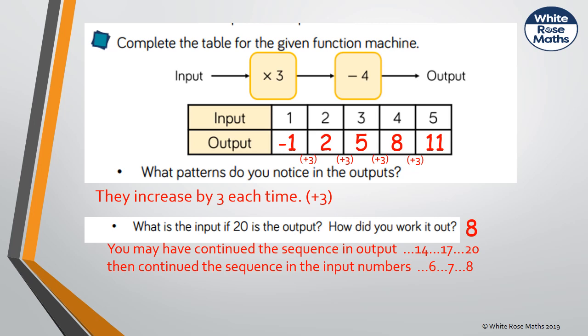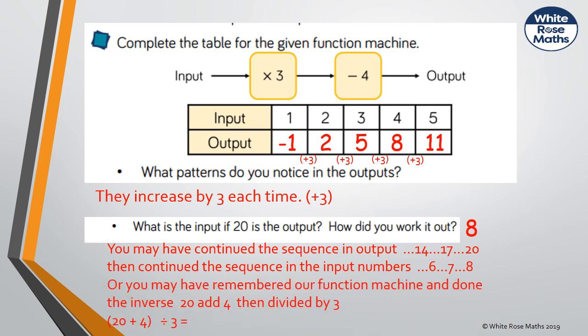However, some of you might have worked it out like this. You may have remembered our function machine and done the inverse. So 20, add 4, then divided by 3. So 20 add 4, divide by 3, and that gives you 8. Because 20 add 4 is 24, divide that by 3 is 8.